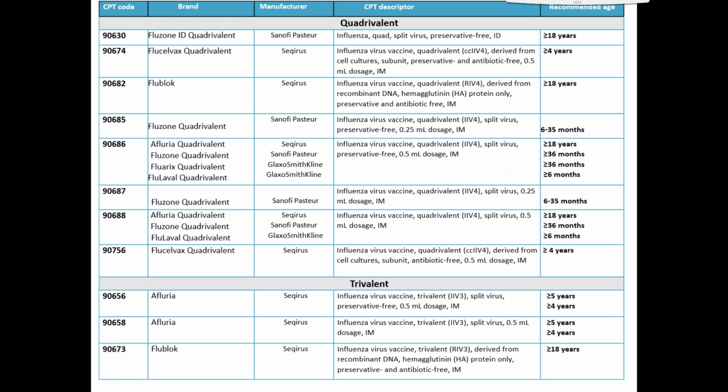So these are all the important things to take a look at to ensure that you are getting to the right CPT product code for our influenza. I will not go through this, but this is just a reference for you for all the known vaccines that are going to be on the market for this year's flu season, their manufacturer, what CPT's descriptor they go with, their recommended age, and then of course their corresponding CPT code.